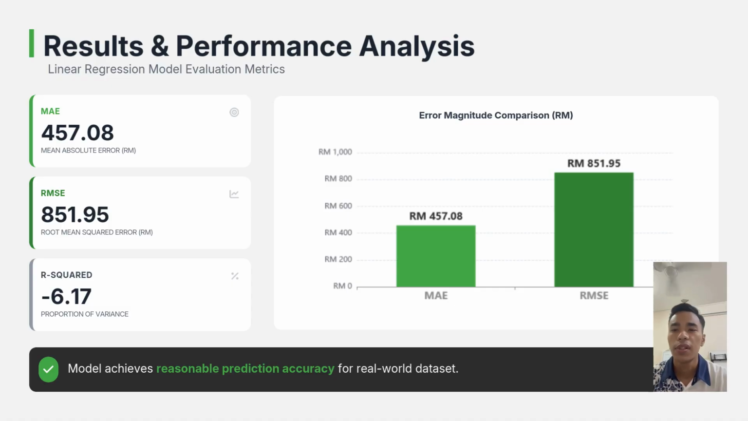So next is the model evaluation metric. So let's see how we did. We use three metrics. Mean absolute error, MAE, which tells us the average dollar error around. Root mean square error, RMSE, which penalizes large errors, and R squared score, which tells us how much of the variance is explained by the features.